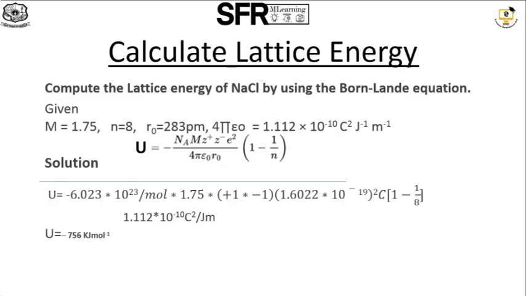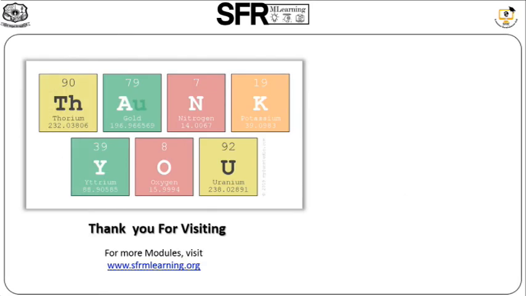Substitute this value in the equation. U is equal to minus NaM Z plus Z minus E square divided by 4 pi epsilon naught R naught into 1 minus 1 by N. You substitute the value, finally we get the result. The lattice energy U is equal to minus 756 kilojoule per mole. So, using that equation we have found out the lattice energy.